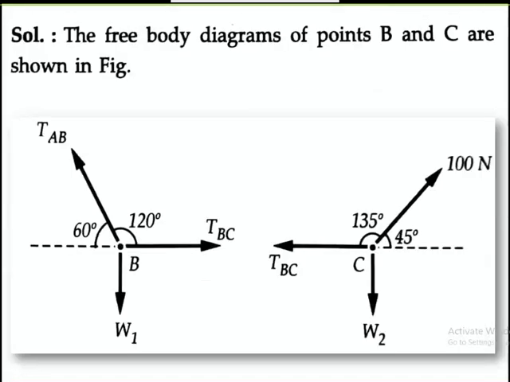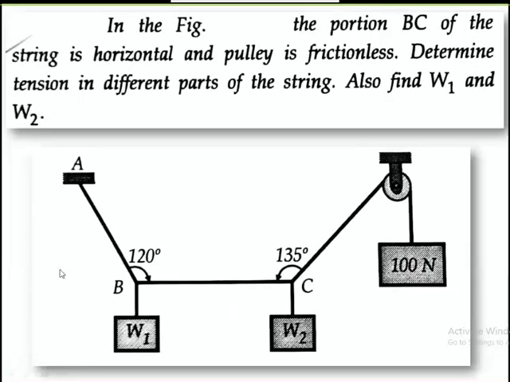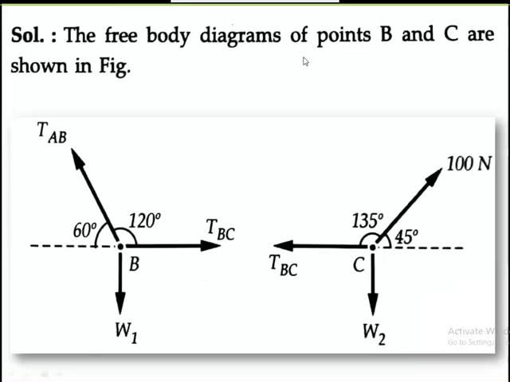I'll write the free body diagram at the points B and C. B is connected to A, C and also W1. Since it is a string, it will always be in tension. So this is a tensional string BC. It is acting away from this: TBC, TBA and W1. And this one at the joint C, it is TCB and this one is W2, and it is connected by a frictionless pulley. We have written a free body diagram of the points B and C.